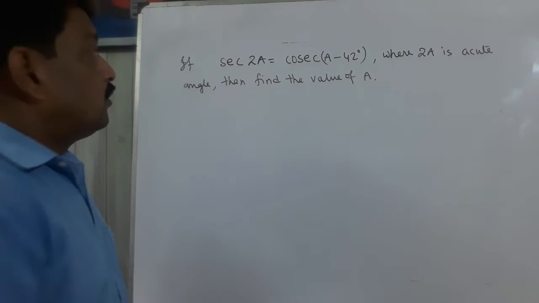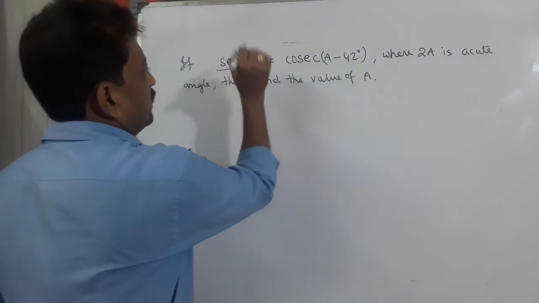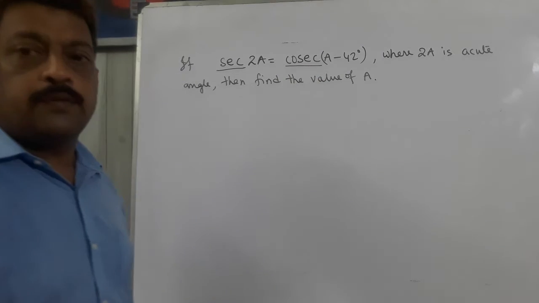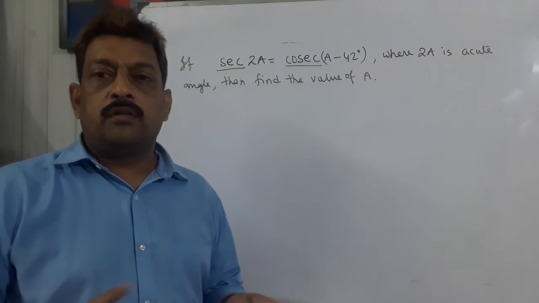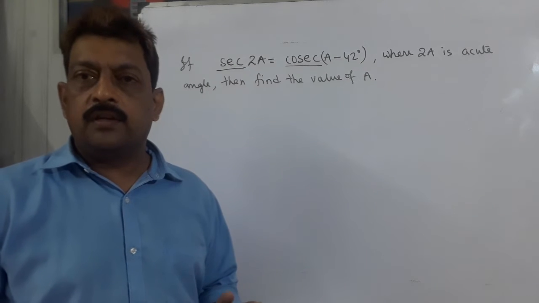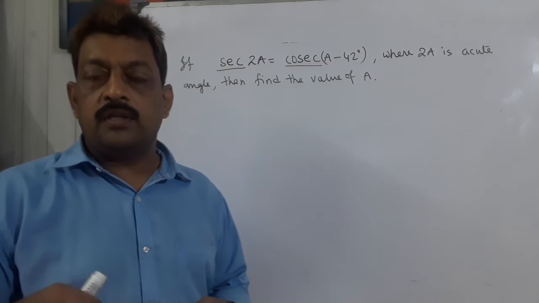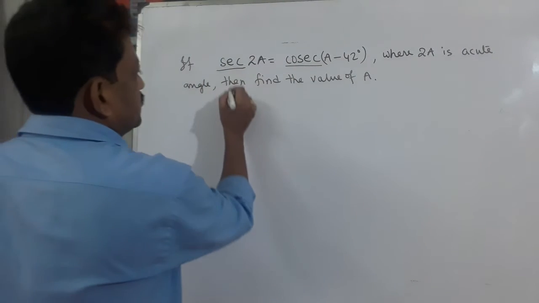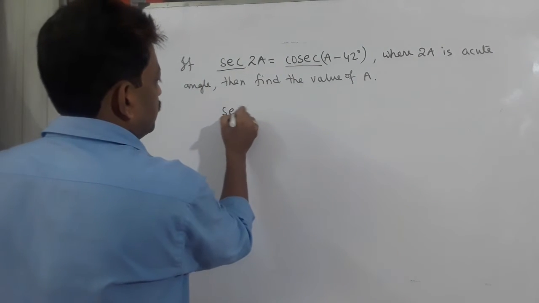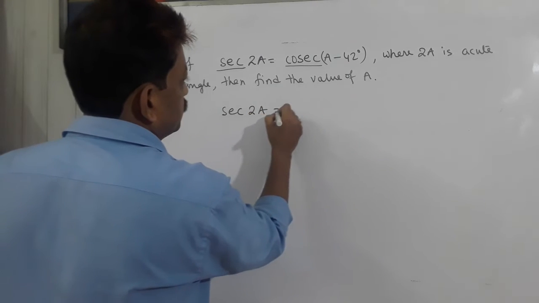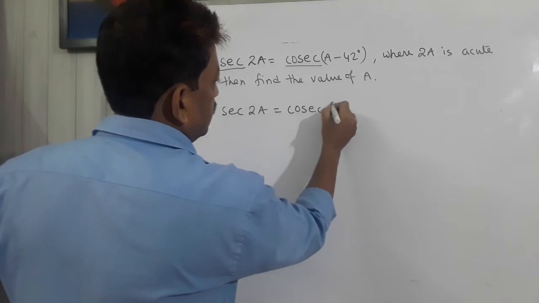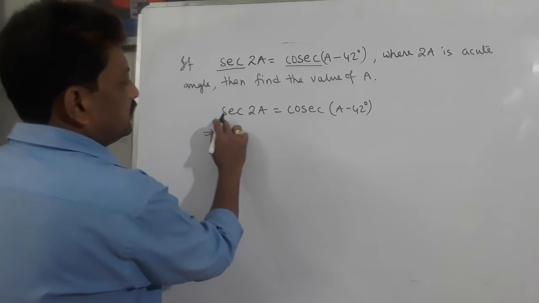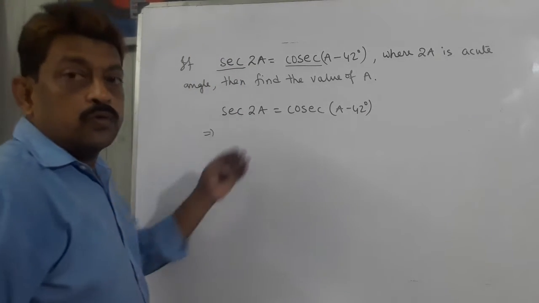First of all, see the left hand side, it is sec, and the right hand side it is cosec. In this type of sum, generally what we have to do is make the LHS and RHS same in terms of trigonometric ratios. So here sec 2a is equal to cosec a minus 42 degrees. Now I am changing this sec 2a into cosec.